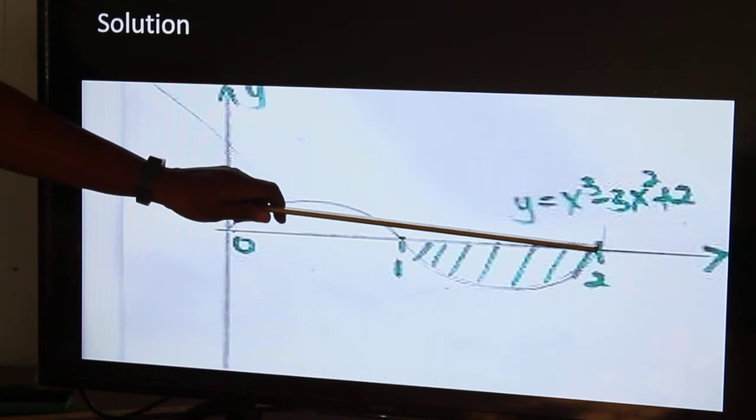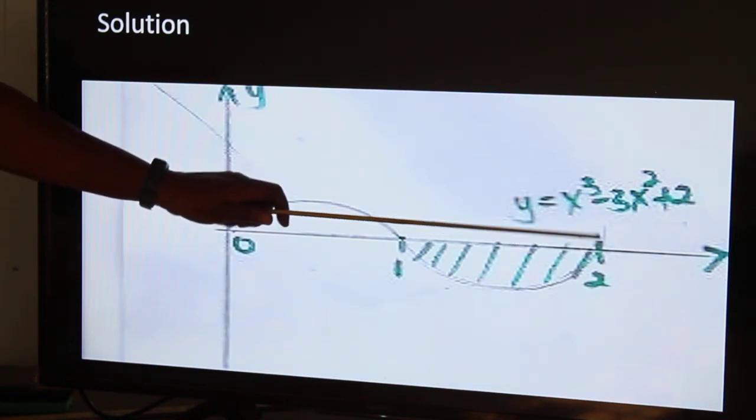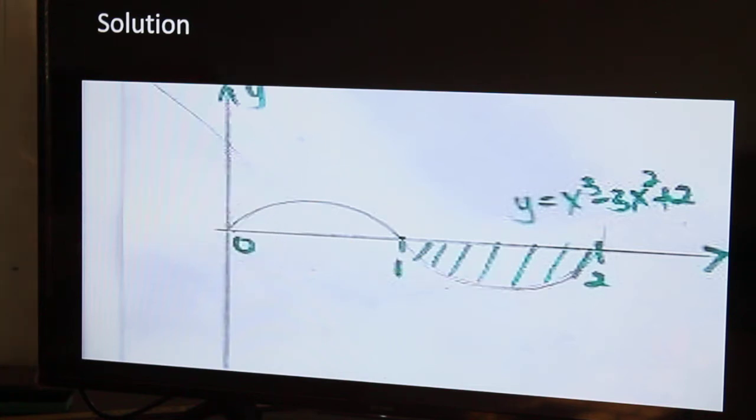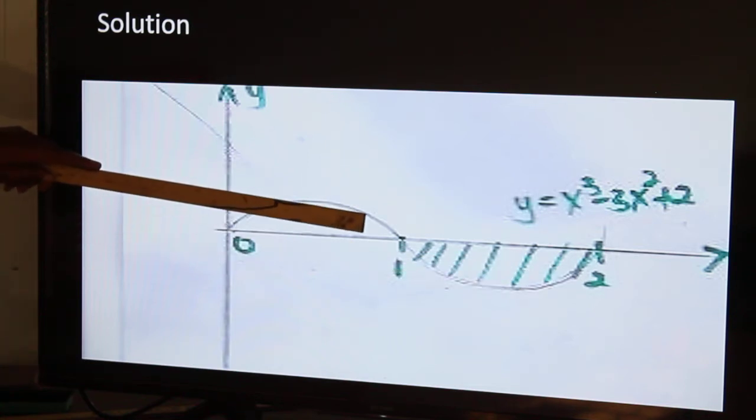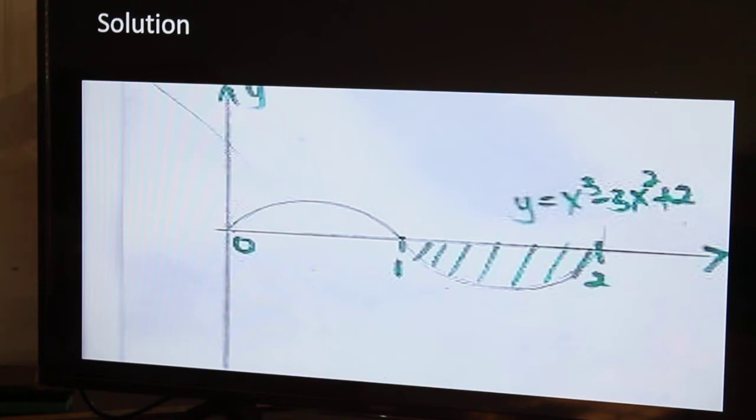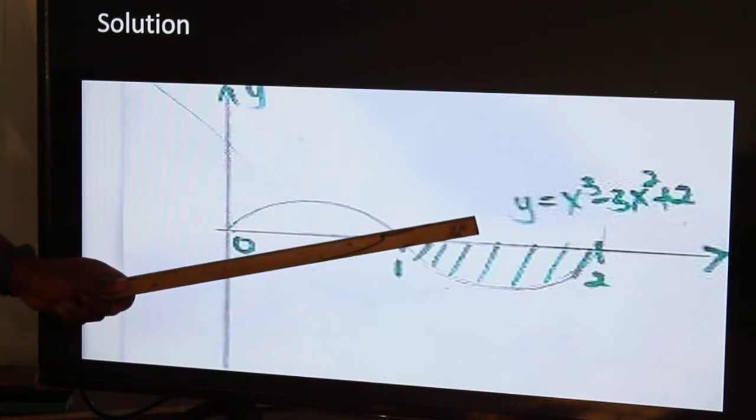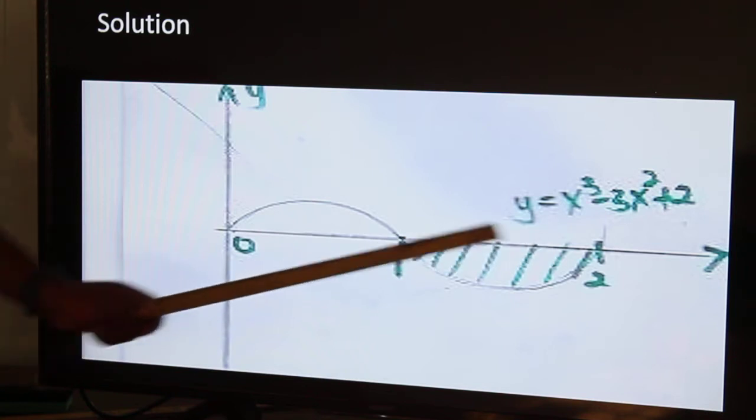This is going to be the x-axis, the line y is equal to 0, then the curve. So the required region is not the first part, because the first part is not within the limit. So this one is going to be on the second part. Thereby you have the shaded region ranging from 1 to 2.